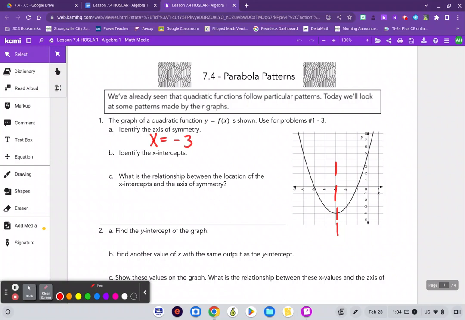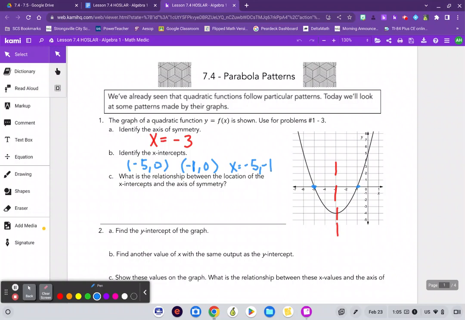It says identify the x-intercepts. Again, if you recall, the x-intercepts are where I cross the x-axis. I cross the x-axis right here at -5. So I'm going to write that as an ordered pair, (-5, 0). And again at -1, so I've got (-1, 0). You could also write this as x equals -5, -1, but we do not want to put parentheses around the -5 and -1, or else that looks like an ordered pair.